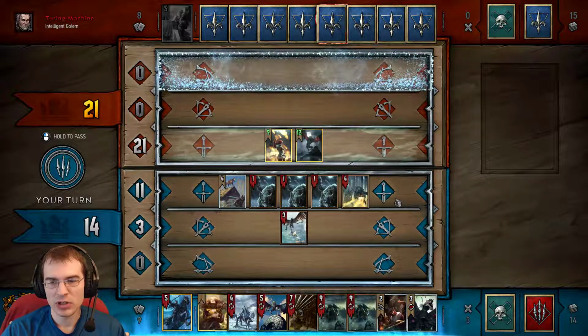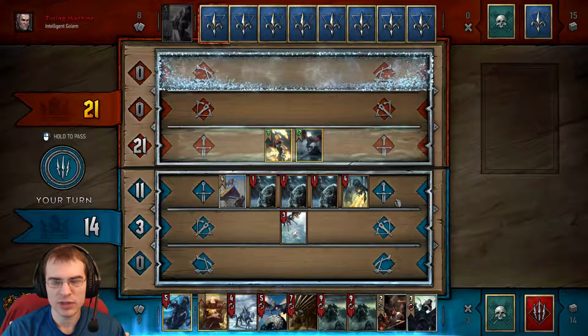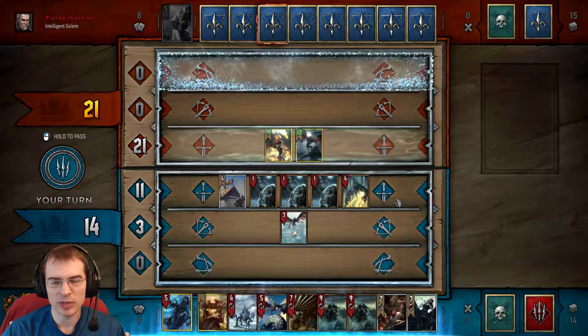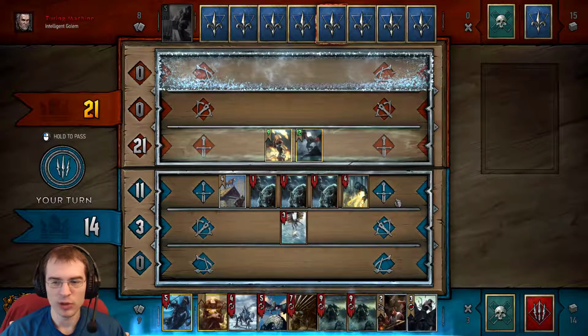In the next video, I'm going to go more into the difference between proactive and reactive cards and how that plays into tempo and when you want to play cards.